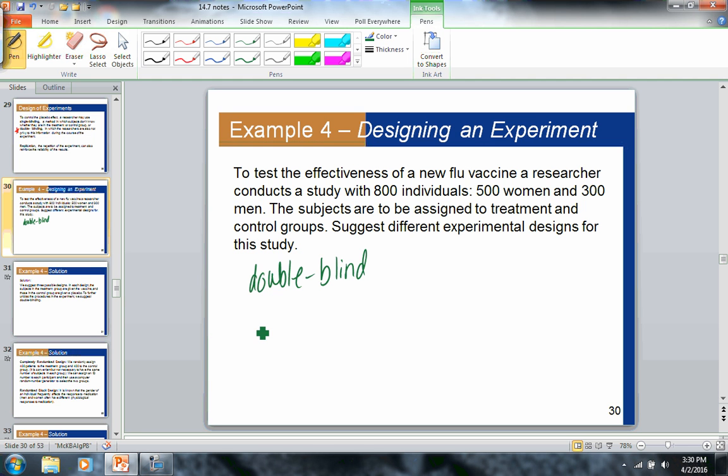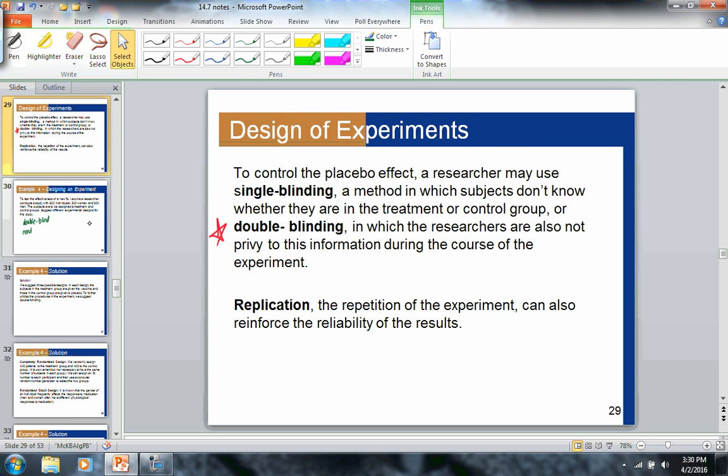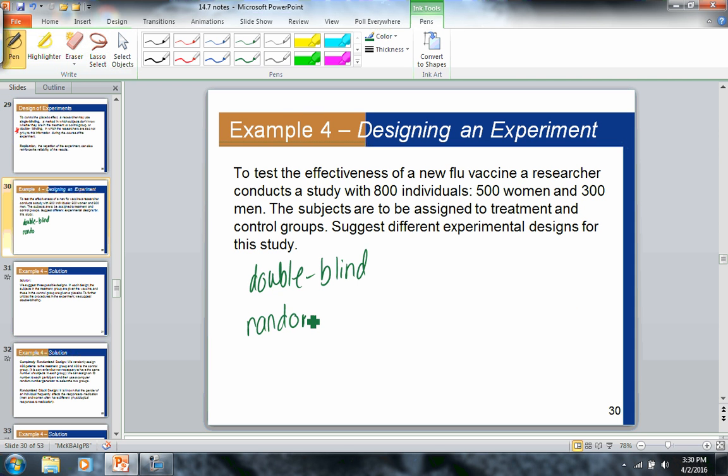That's the best. And then I would say that we would need to do a randomized block. So we would need to put the individuals into probably a male and a female group, and then randomly pick women from the women group and men from the men group. That way you have a treatment and a control group that has about the same amount of women and men, proportional to the amount you have here. Okay, so that would be my answer.